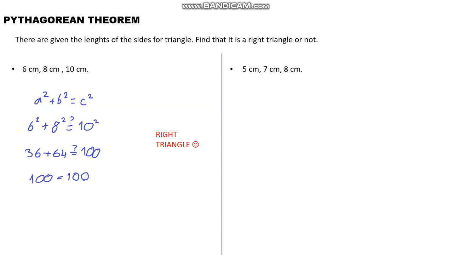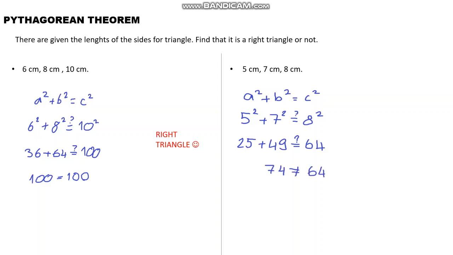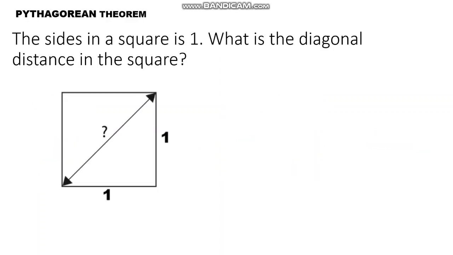Let's look at the right one. 5 centimeters, 7 centimeters, and 8 centimeters. According to the Pythagorean theorem, a squared plus b squared is equal to c squared, so is 5 squared plus 7 squared equal to 8 squared or not? 25 plus 49 is equal to 64? No, it's not. It's not a right triangle.